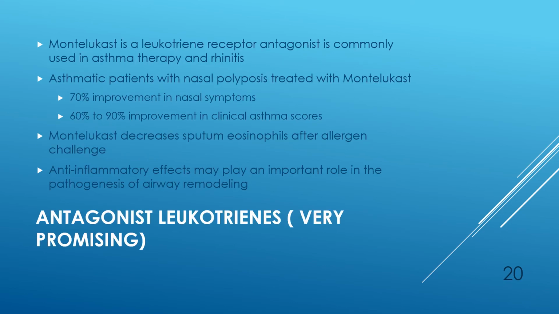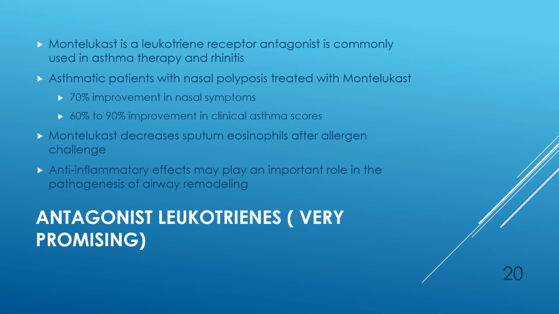In airway remodeling, there's a very good drug out there, and it's called montelukast. Montelukast is a leukotriene antagonist, which has been shown to decrease the inflammation of the airway, as well as decrease allergic rhinitis, and therefore airway remodeling. Asthmatic patients with nasal polyps treated with montelukast respond very well, with a 70% improvement in nasal symptoms. This correlates to a 60 to 90% improvement in clinical asthma scores, which is very, very important.